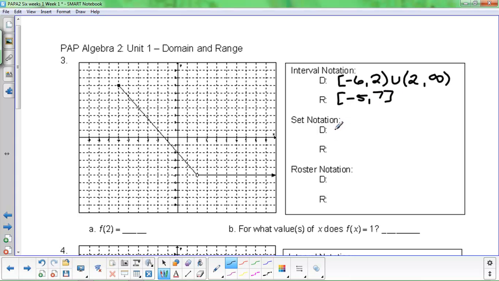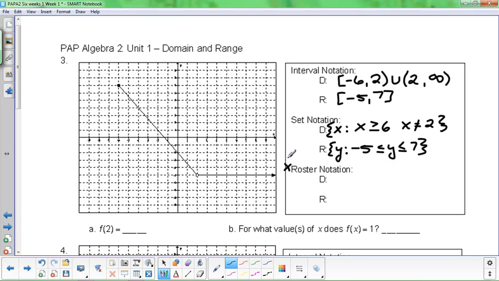Set notation: you will use X to denote your domain, and then use your symbols to describe it. X is greater than or equal to 6, and please remember to say that X cannot equal 2. For the Y value, there is no such exclusion, therefore it's going to be -5 is less than Y, which is less than or equal to 7.